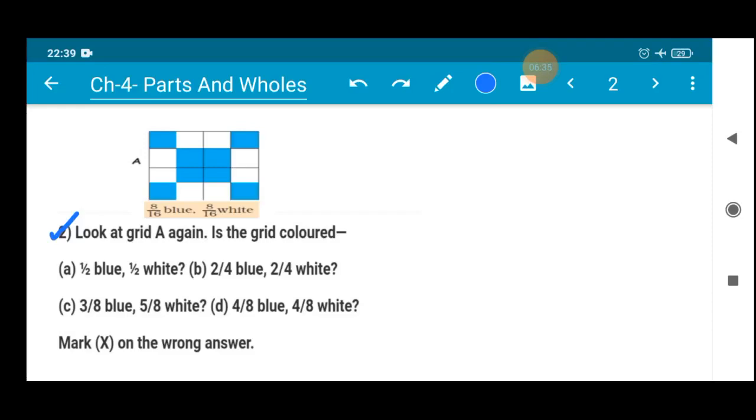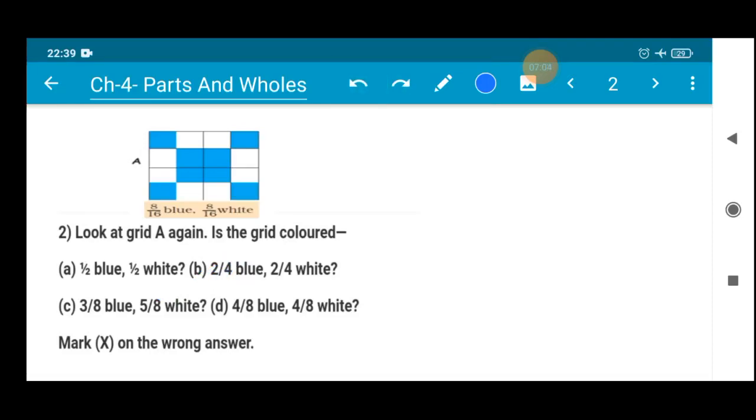Is the grid colored 1 by 2 blue and 1 by 2 white, or 2 by 4 blue and 2 by 4 white, or 3 by 8 blue and 5 by 8 white, or 4 by 8 blue and 4 by 8 white? So whichever is wrong, whichever fraction is not actually correct, you have to cross it in this manner. If suppose blue is wrong, B is wrong, then you have to cross the B part.